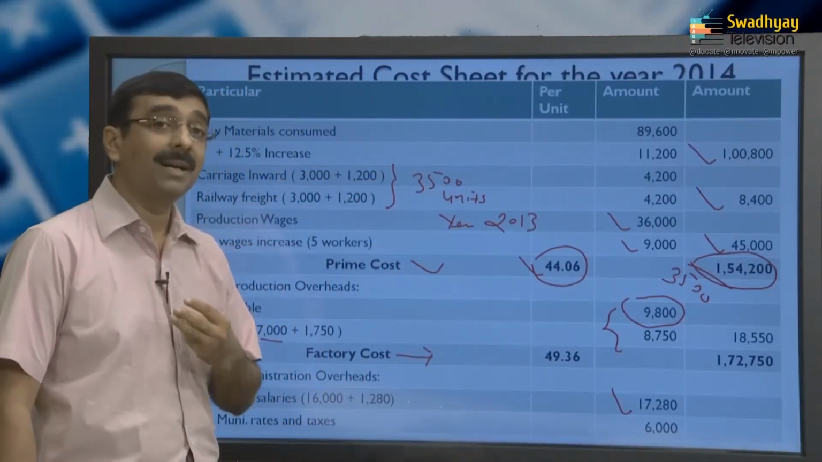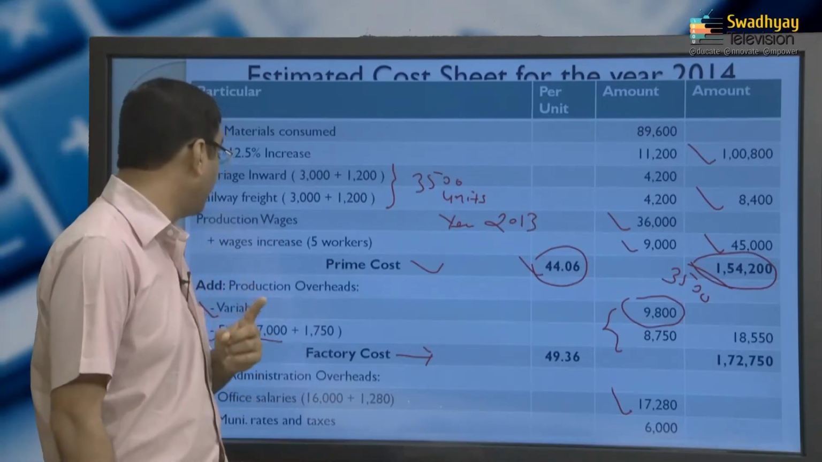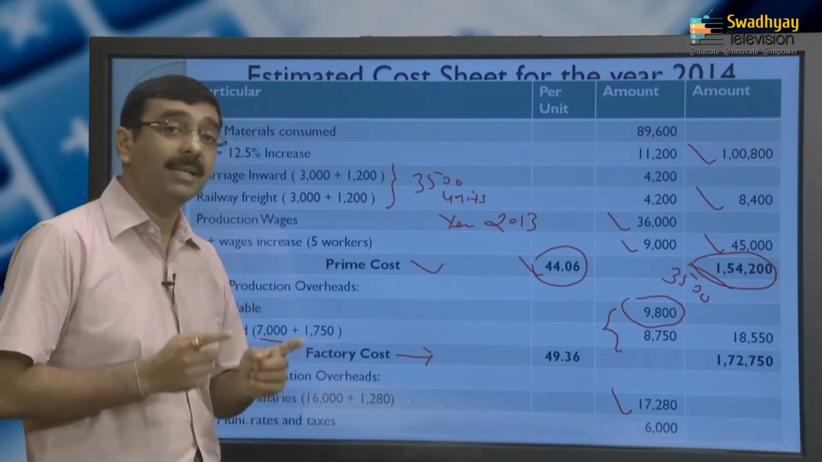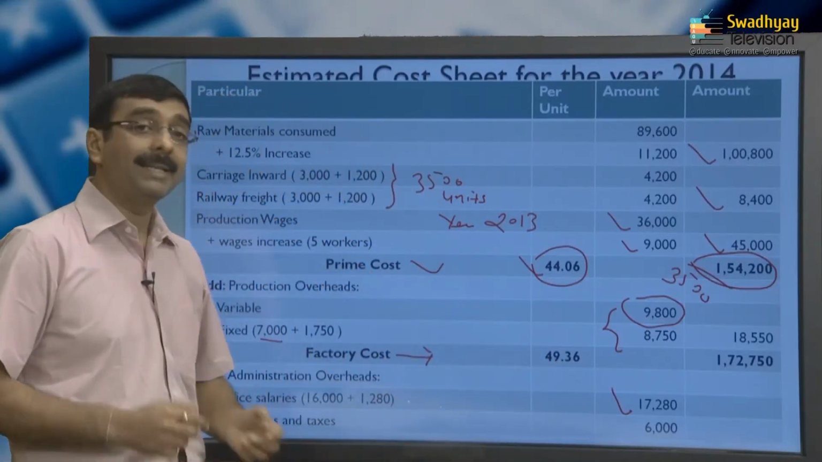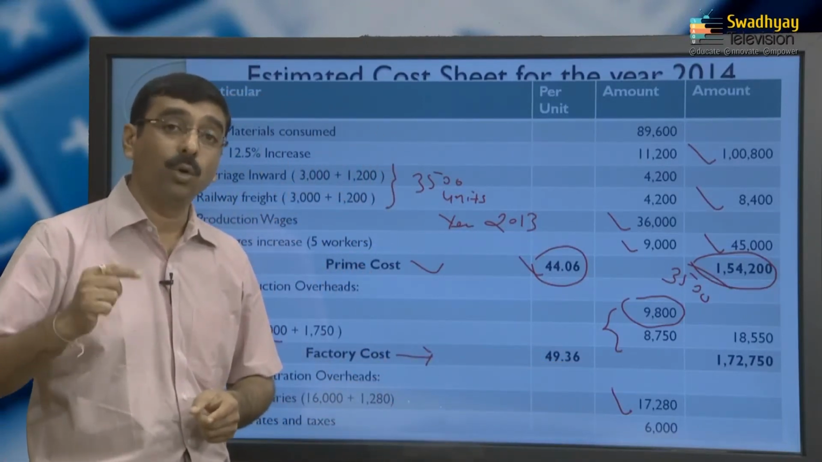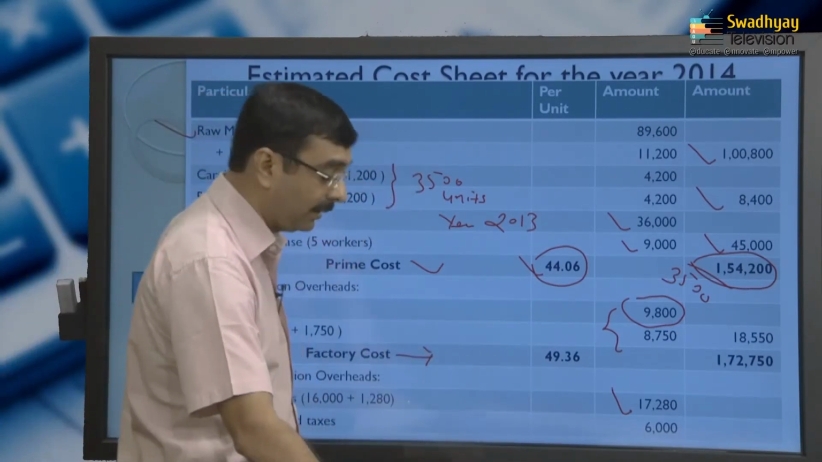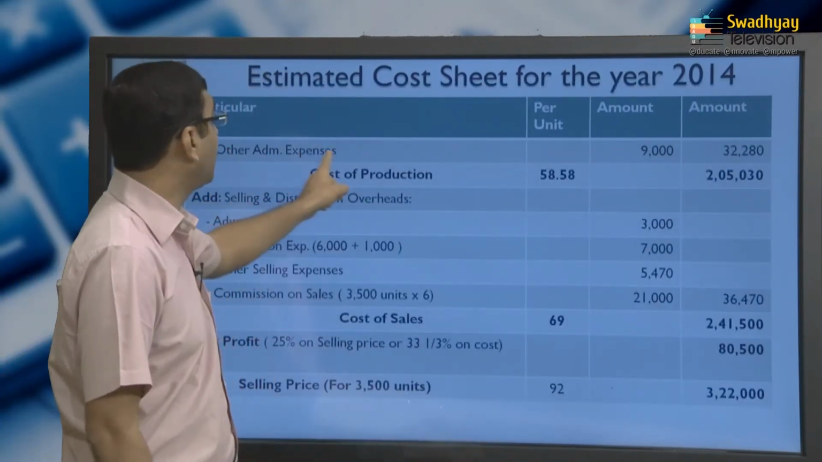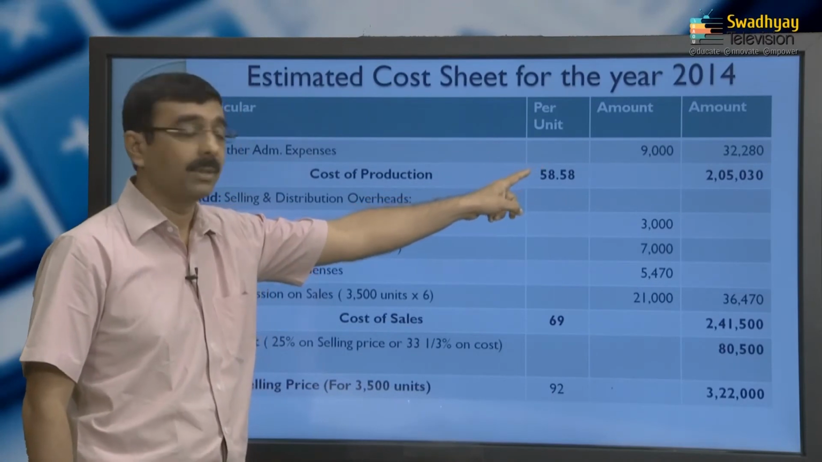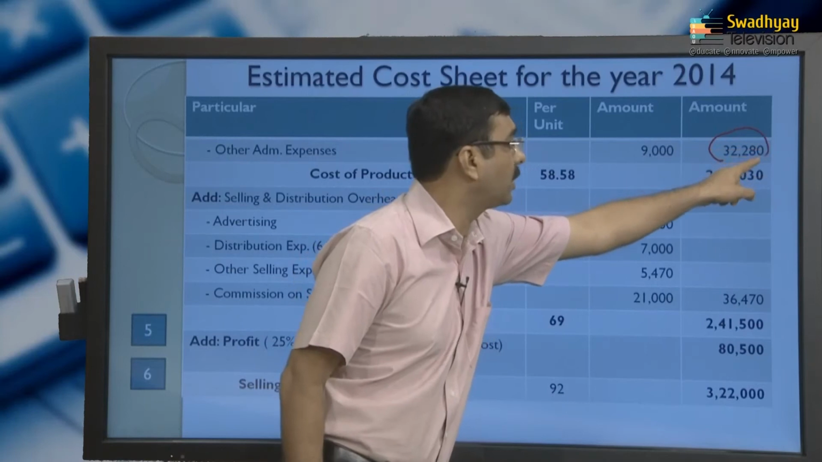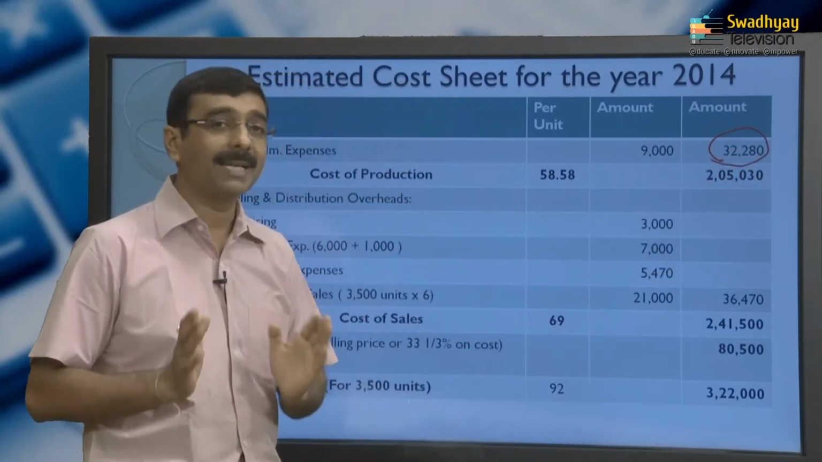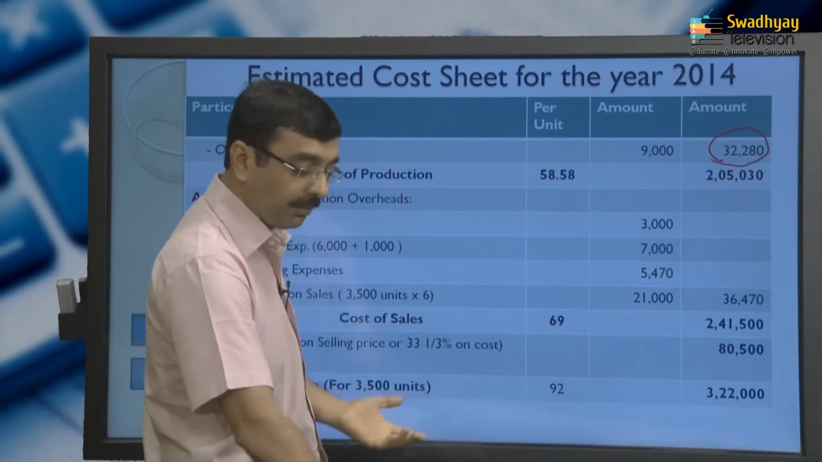So that means there are 3 expenses. One, office salaries, because of the changes in the year 2014, 17,280. Municipal rates and taxes, because they now have their own property, that is 6,000, and the third, as it is, other administrative expenses of 9,000. Take the total of all these three items, that is 32,280 rupees of total office expenses, to be added into the factory cost.